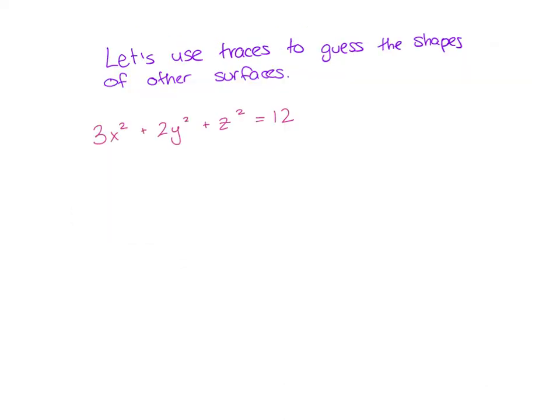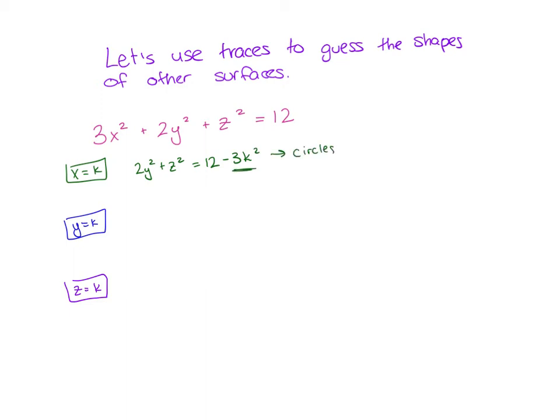Let's try a few more examples. So for this one, we're going to do the same thing. I'm going to let x be a constant, then y be a constant, then z be a constant. And I'm going to think about what the shapes look like in each of those directions. So when x is a constant, I'm going to get 2y squared plus z squared. I'm just going to subtract that constant over to the other side. So I get circles.